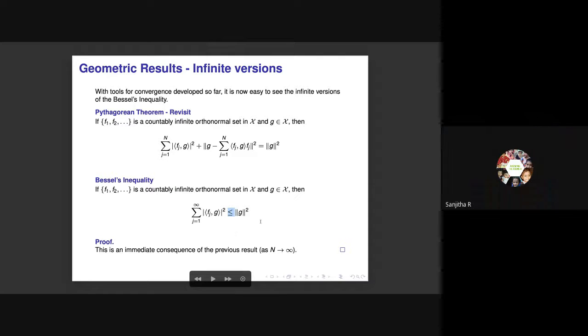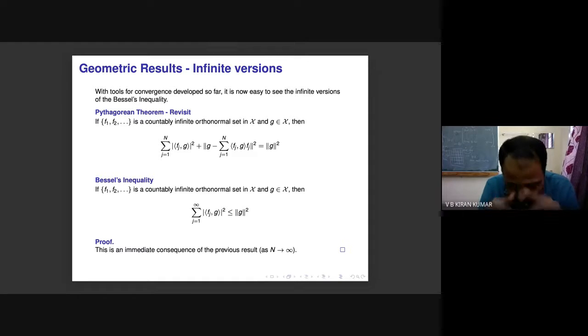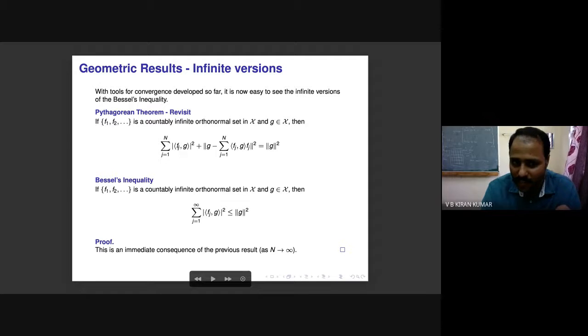When equality occurs, when g and the f_n's are independent. See, I used Bessel's inequality only for the n equal to 1 case. In the n equal to 1 case, equality happens only when this is 0, and that will give you linear independence. So that is a part of the Cauchy-Schwarz inequality.